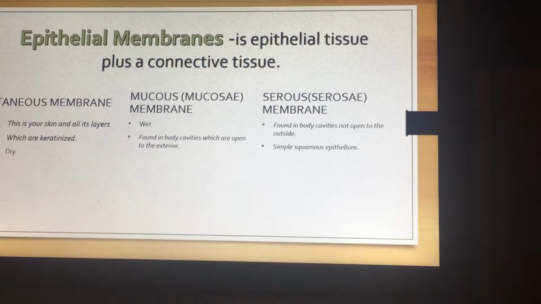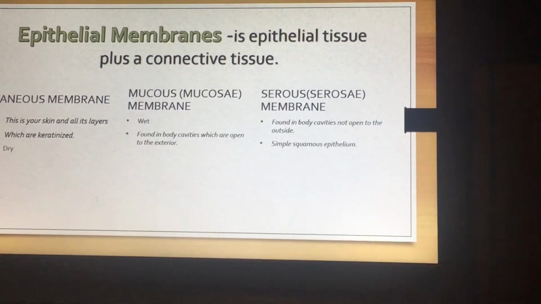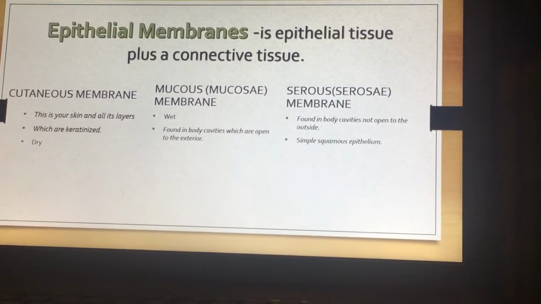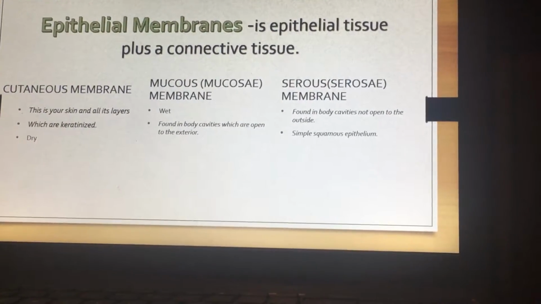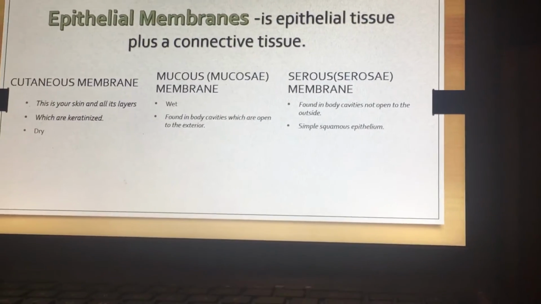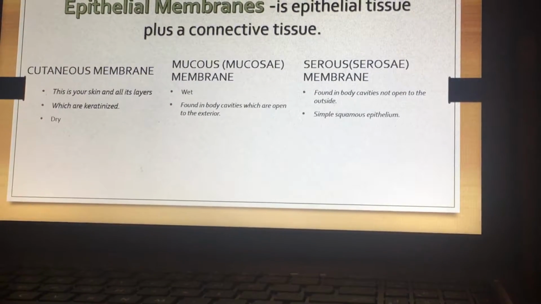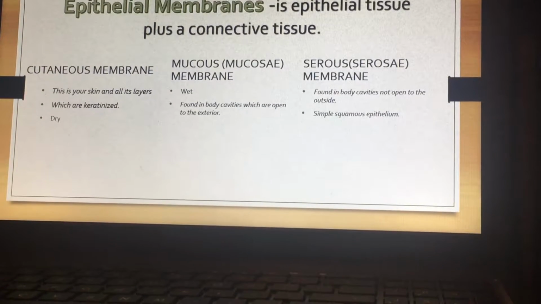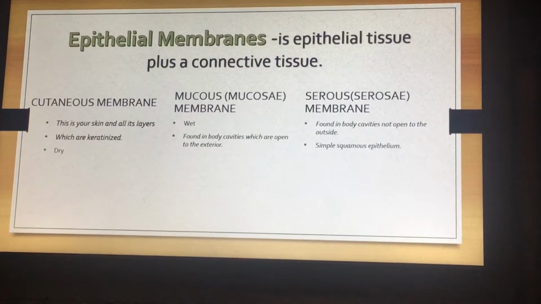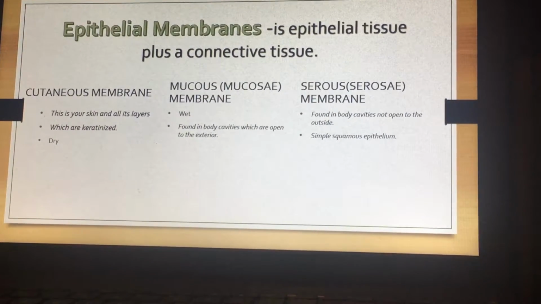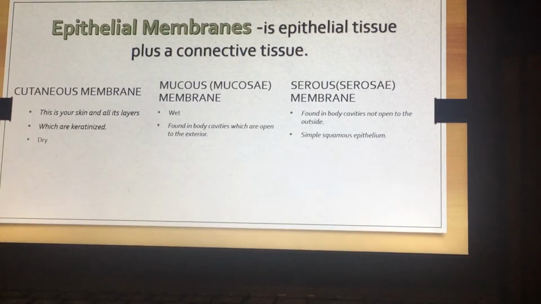Epithelial membranes: cutaneous membrane, mucous membrane, and serous membrane. Cutaneous membrane is your skin, which is keratinized and dry. Mucous membrane is wet, is found in body cavities which are open to the exterior, and serous membranes are also wet and found in body cavities that are not open to the outside.